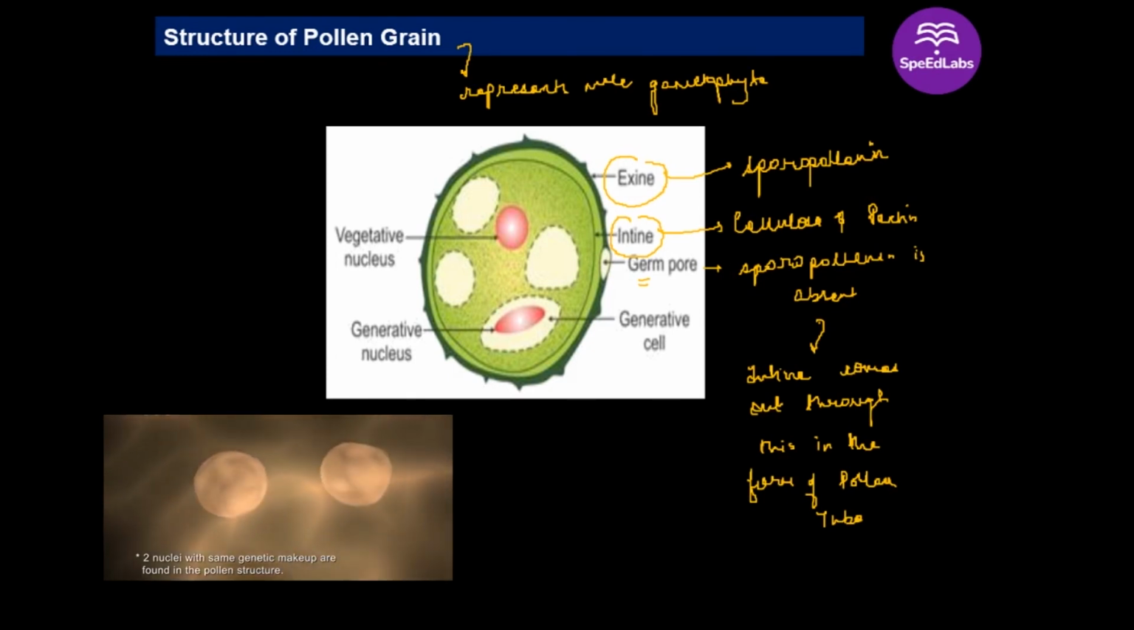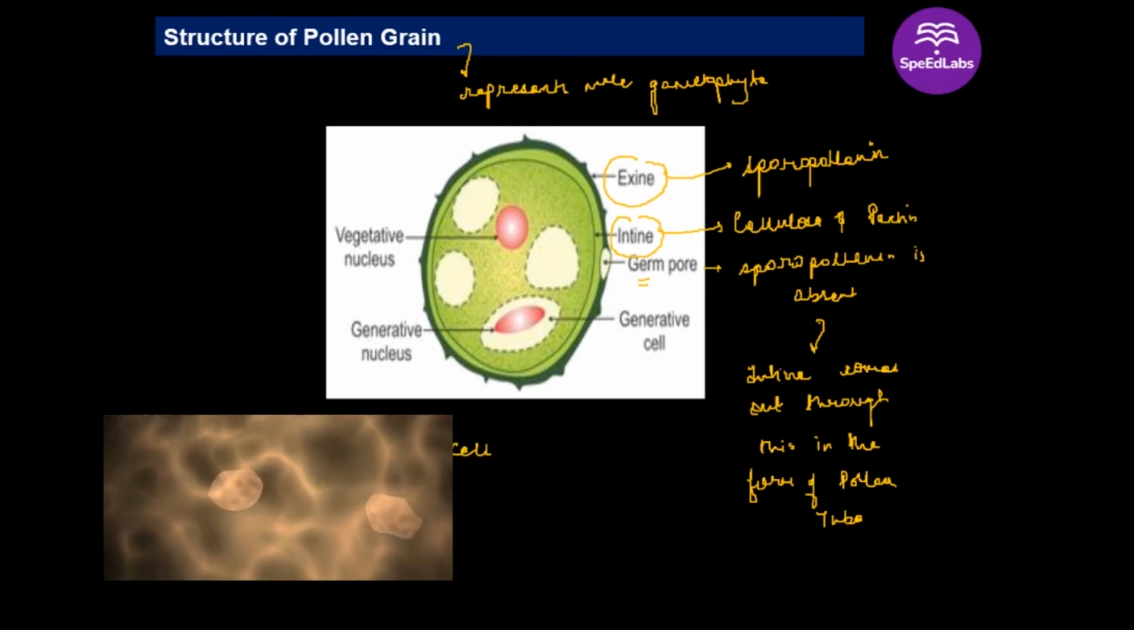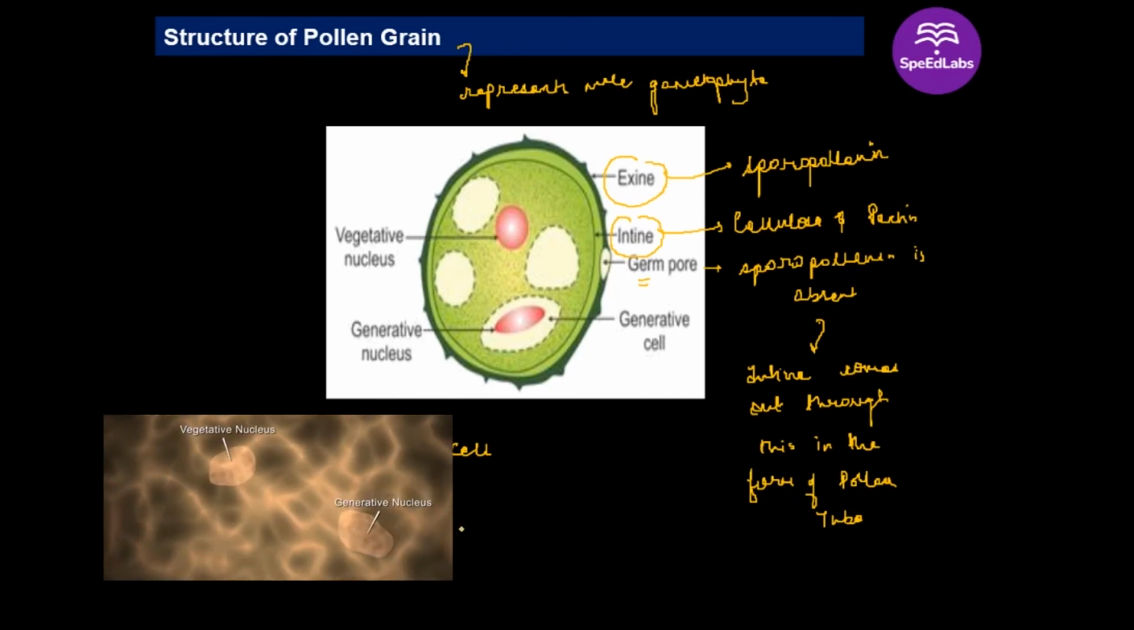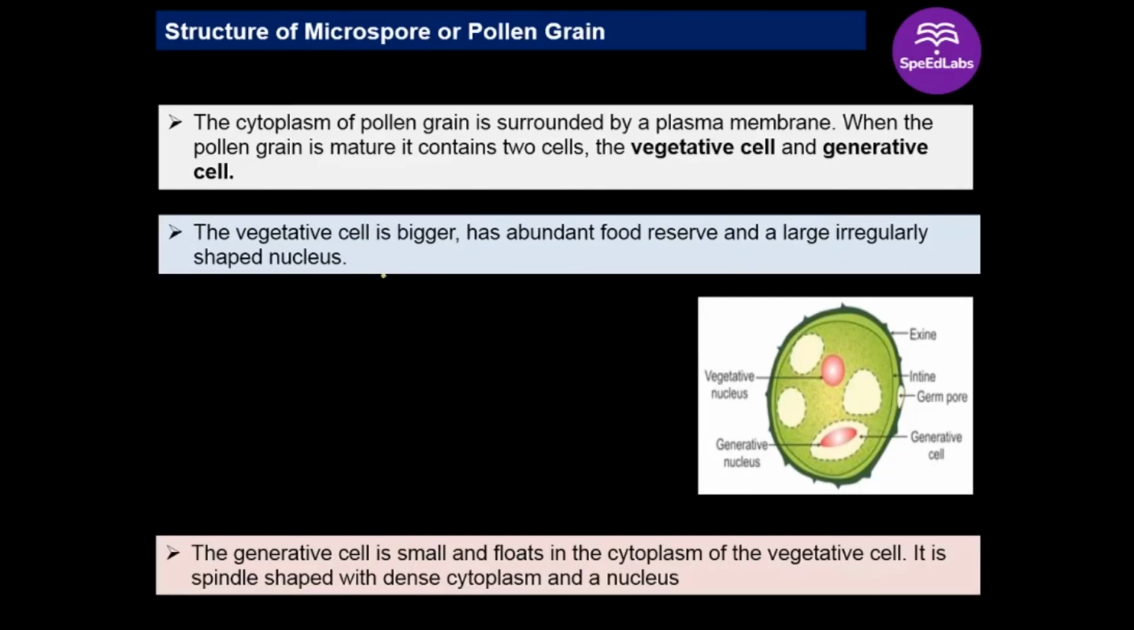One is the vegetative cell and another one is the generative cell. Now let's understand what exactly we are talking about. The vegetative cell is bigger. It is going to have abundant food reserve and a large irregularly shaped nucleus. This question is often asked: what is the difference between vegetative cell and generative cell? The vegetative cell is bigger, has abundant food reserve and a large irregularly shaped nucleus.